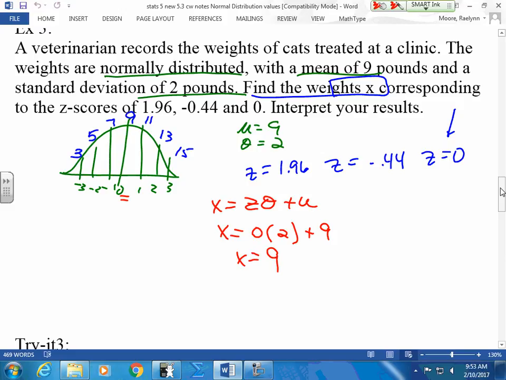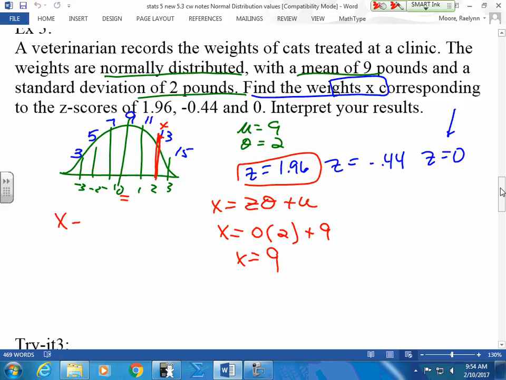This one, not so easy to see. 1.96 falls between what two z-scores? 1 and 2. A little closer to 2, right? Now I need to know that x value. My board's just a little bit off. It's not on that line, it's just a little left of it. So it's not quite 13. I don't know where it is, but it's not quite 13.